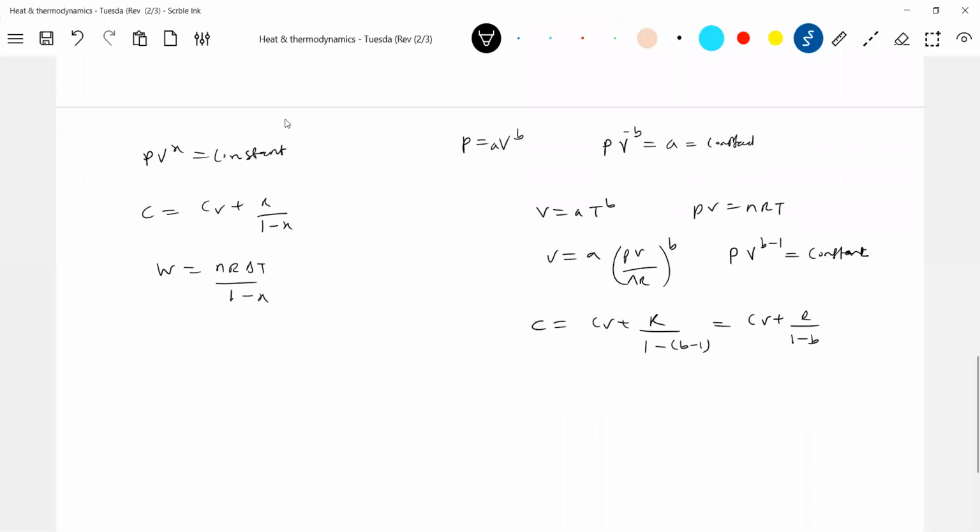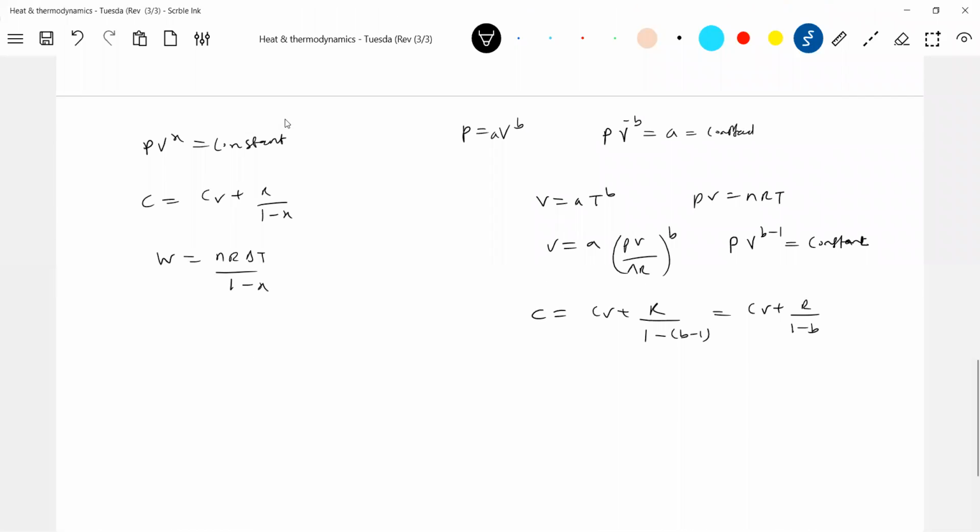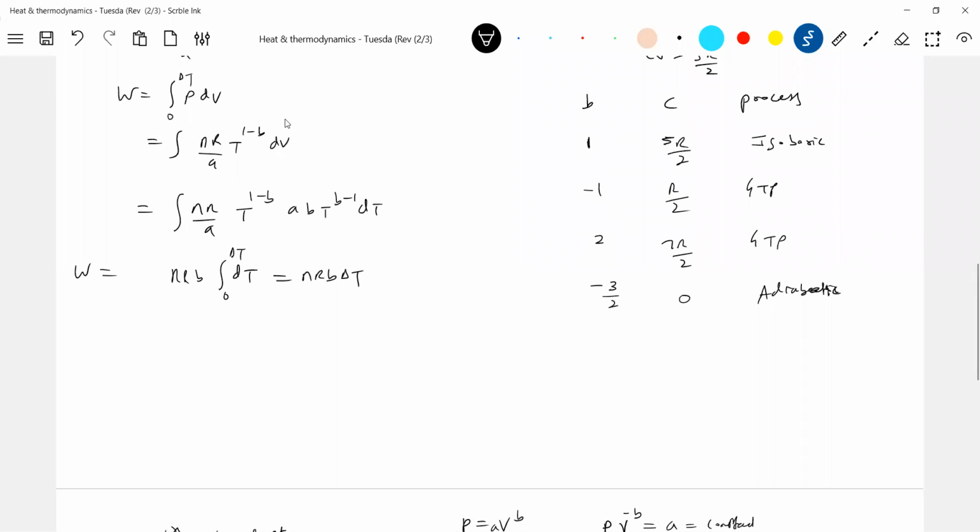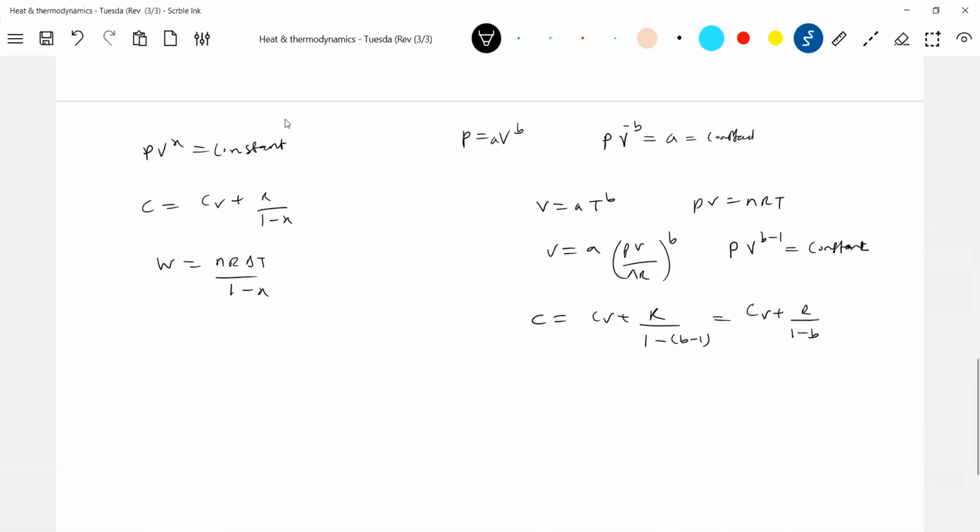Okay, look at this equation. Both are the same. I think the values of A and B matter here. PV to the power of X equals constant. So from that, put B equal to 1.